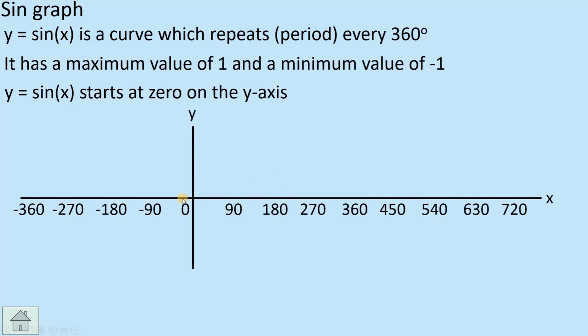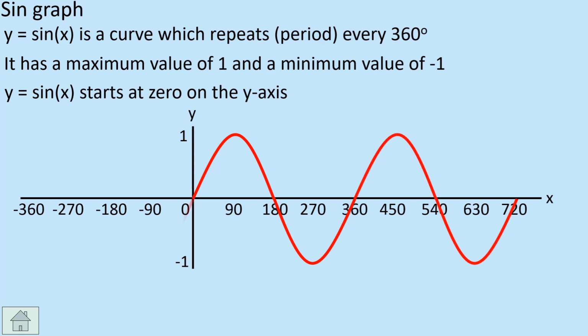So it's going to go up and down. You've got values of 1 and minus 1, which I've already mentioned. And then you'll see from there, it's going to go up and down. And of course, it will carry on every 360, so it doesn't stop there. And of course, it can go into negatives, so it'll just keep going out. It'll continue left and it'll continue right, and it will just continue that way all the way along.